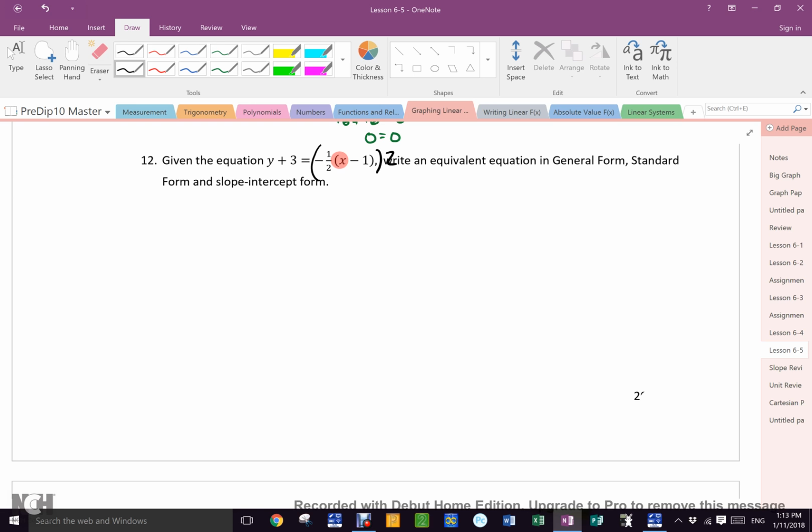But I like to take care of as much as I can in each step. So if I multiply this by negative 2, I'm going to take care of that negative, and I'm going to take care of that 2. And that leaves me with 1 times x minus 1 on this side, which is x minus 1. Now, if I multiply the right side by negative 2, what must I multiply the left side by? Negative 2. So I get negative 2y minus 6. And then all I do is algebra to move it around. Just get it all on one side.